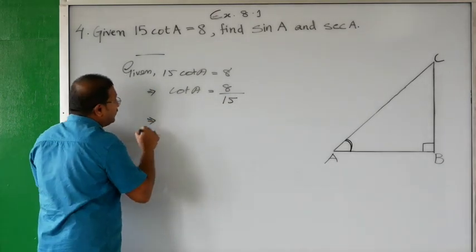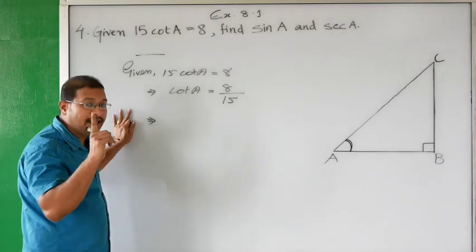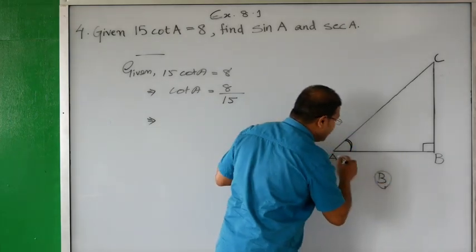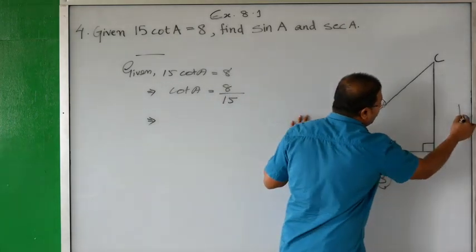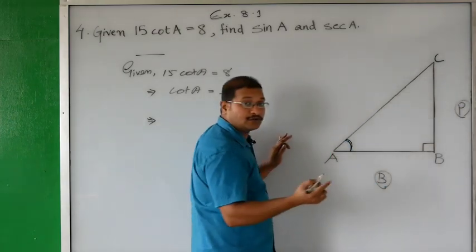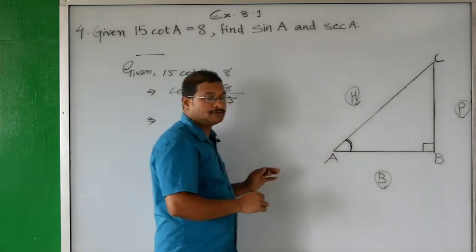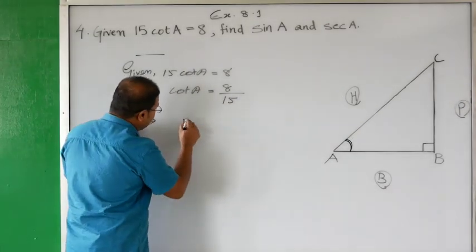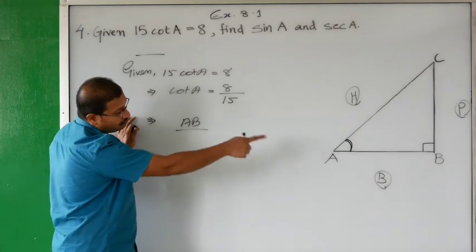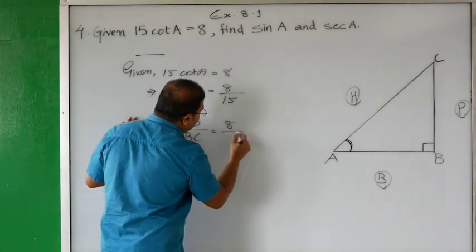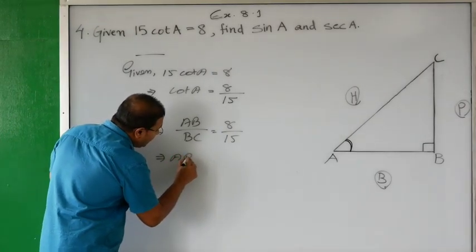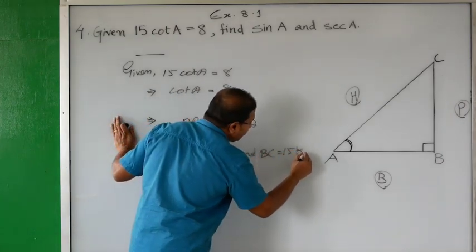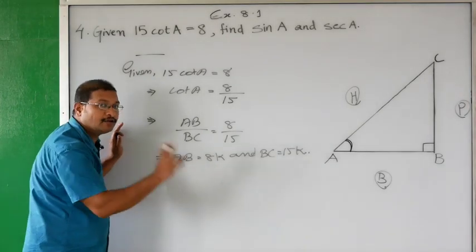Ready? Now we know that actually cot theta is what? Yes, base by perpendicular. According to this triangle, the base will be AB because adjacent side, and perpendicular will be BC, and of course hypotenuse will be AC. Ready? Now we'll write cot A, that is base by perpendicular. What is the base? AB. So AB by perpendicular BC equals 8 by 15. That implies AB equals 8K and BC equals 15K, where K is a constant.